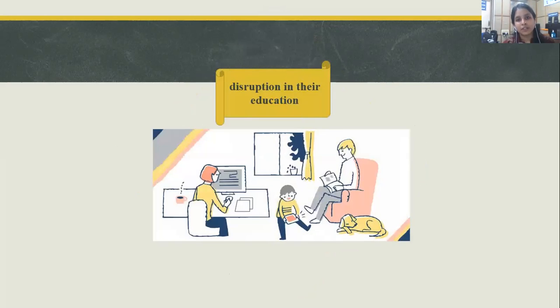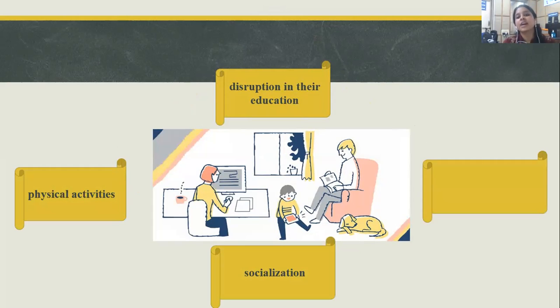Also, because of this situation, there is disruption in their education and in the amount of physical activity they do at home. Socialization was also not so great, because they could not really go out to meet their family members, friends, or anyone. So their amount of socialization was reduced. And automatically, all these things have an impact even on their communication skills.